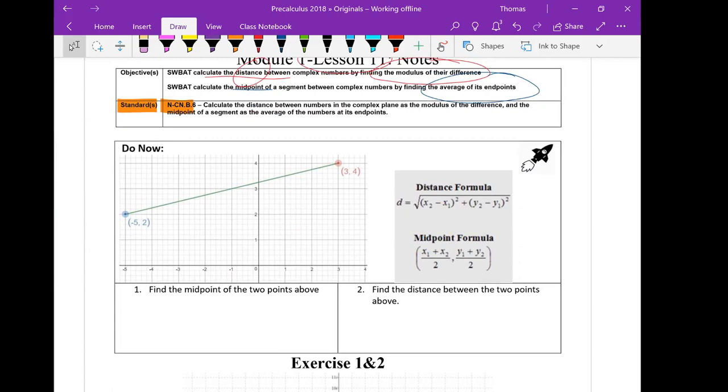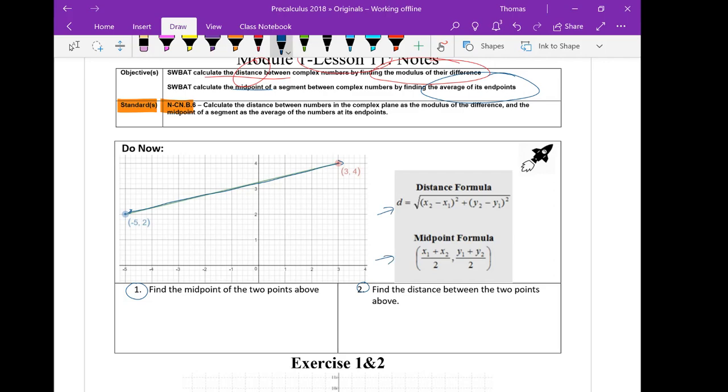Okay, so for the do now, I gave us what looked like a geometry problem. We have 2 points here. I asked us to find the midpoint of the 2 points and the distance, and up here are our formulas that you may recognize from geometry or algebra classes.